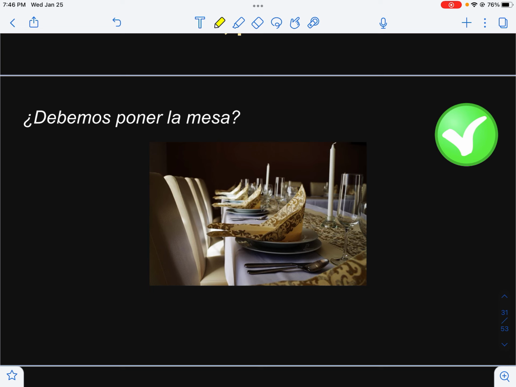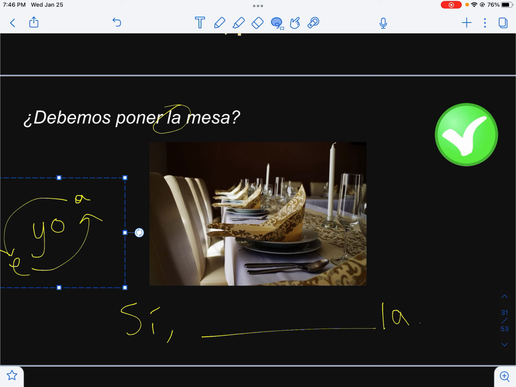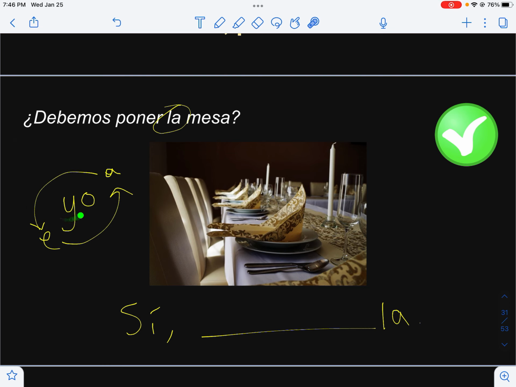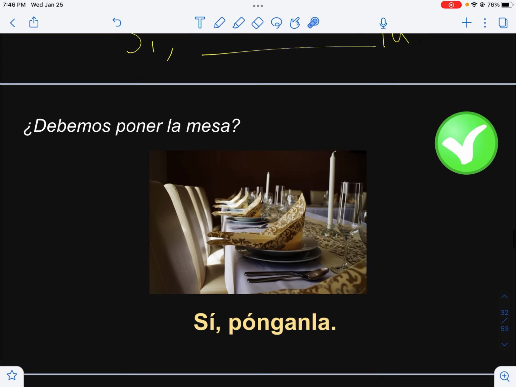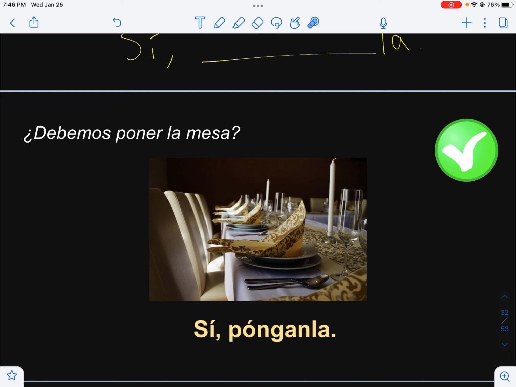Okay, same pattern. Sí. Verb, pronoun, la. Again, starting with our yo to get our verb. We have yo pongo. E goes to a, giving us pongan. Sí, pónganla. Yes. Set the table, guys, please.